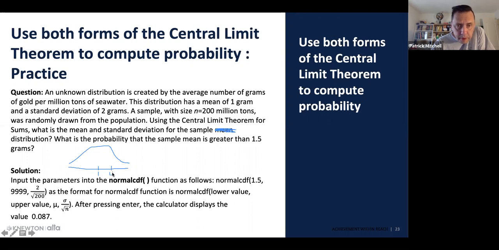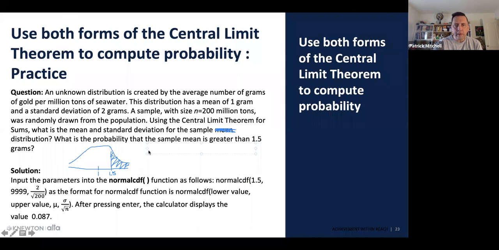I'm going to say that if you haven't tried this problem already, you should probably pause the video and try it. Okay. So we will convert this 1.5 into a z-score.